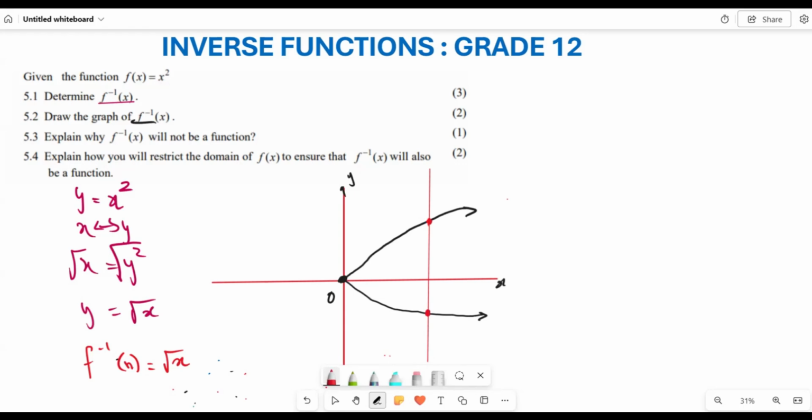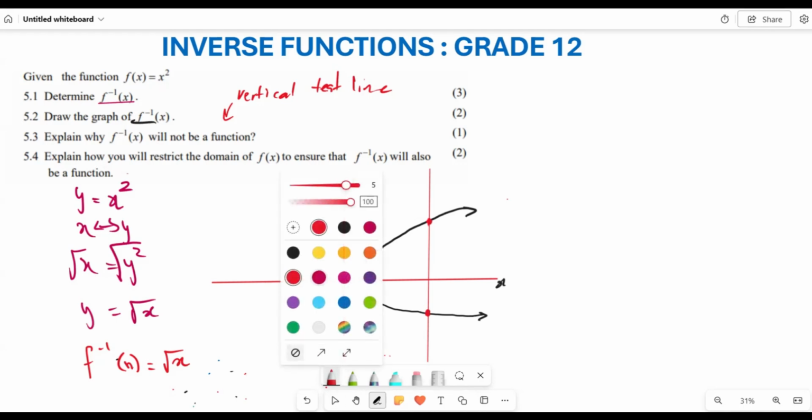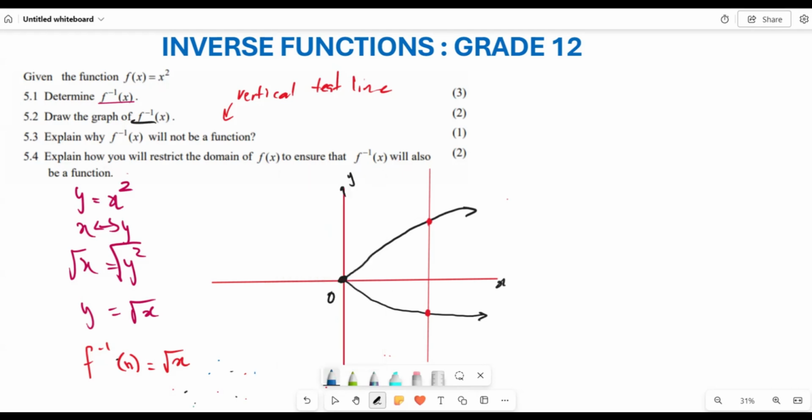So why will this not be a function? Because this doesn't satisfy the vertical test line, right? Or this particular graph doesn't comply with our vertical line test. But again, that will be the reason that this won't be a function, right? Now they are saying explain how you will restrict the domain of f of x to ensure that this will also be a function, right? So now which restrictions can we do to ensure this now will be our function? What is it then that we can do from here?